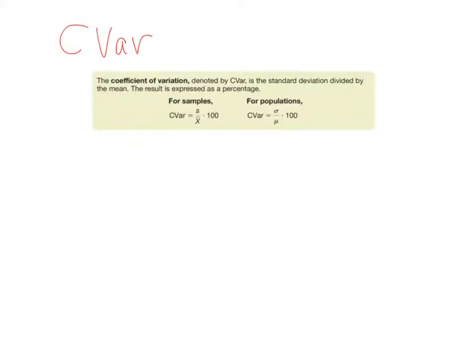Ta-da! Here are the formulas. For samples, it's the standard deviation divided by your mean, times 100. For populations, it is the standard deviation divided by your mean, times 100. Hey! The formula is the same. The only thing that changes is the symbolic notation, because this is the symbolic notation we use for samples. And this is the symbolic notation that we use for populations. So, standard deviation divided by mean gives you the coefficient of variance.